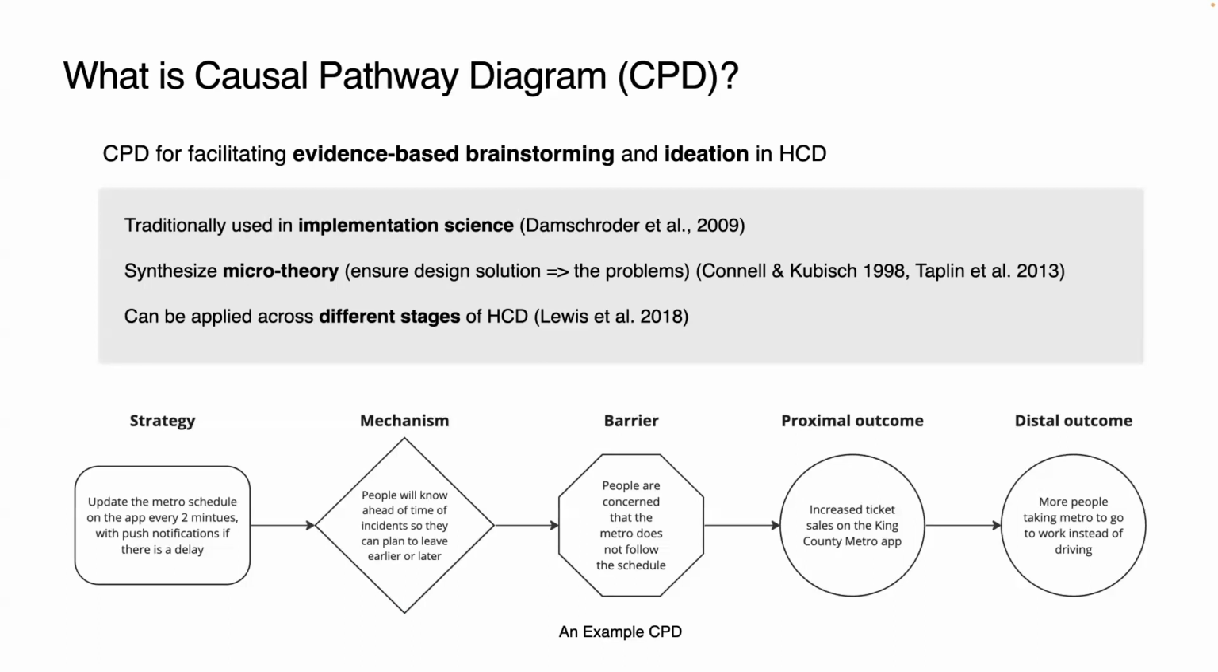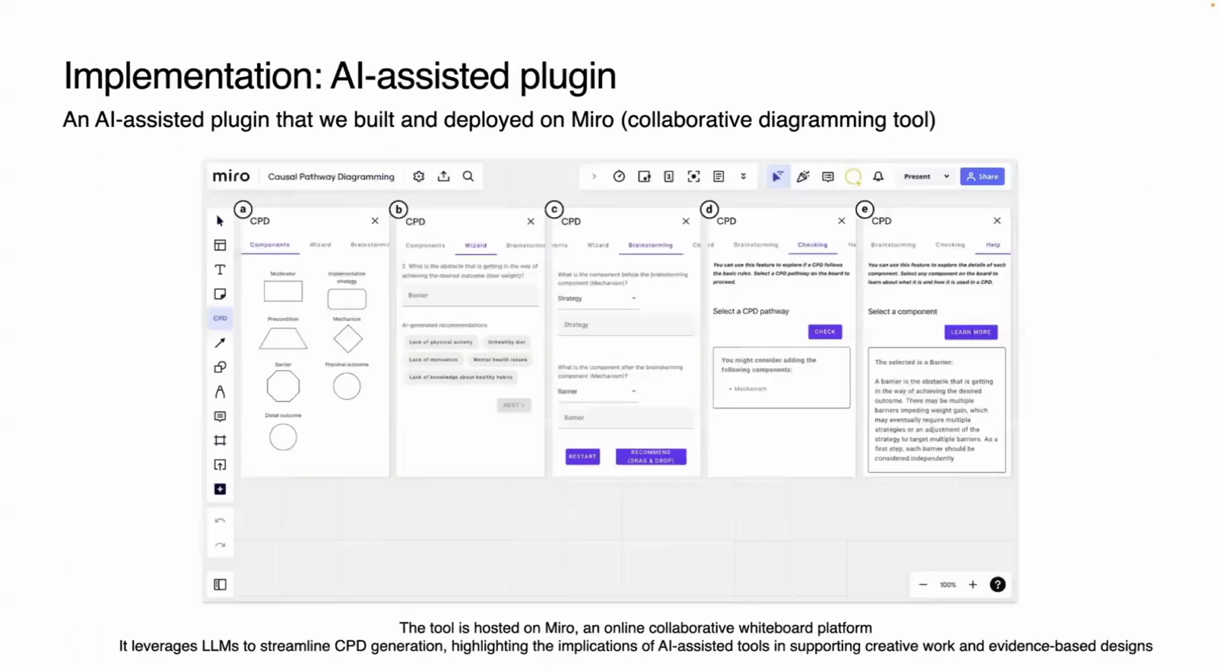But as you can see here, CPDs are really complex artifacts to work with. To help people more easily integrate CPD in their workflow, we designed an interactive diagramming plugin. The plugin is hosted on Miro, an online collaborative whiteboard platform. It uses large language model to streamline CPD generation, helping designers better navigate the ideation process. Next, we'll introduce some of its key features.